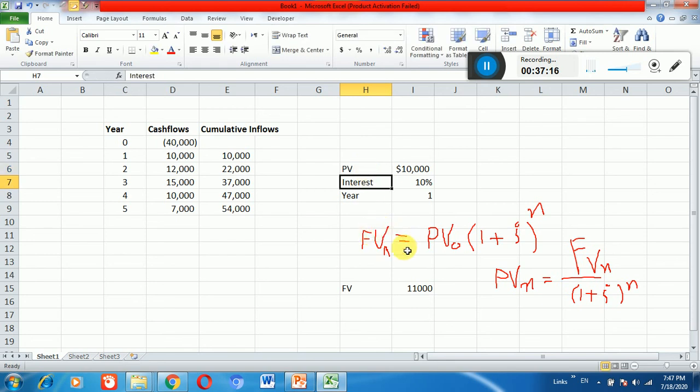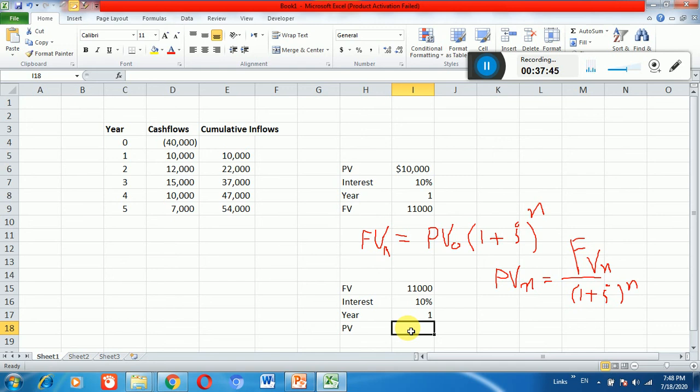So if the future value is given and the interest rate that is 10%, and after 1 year, okay, so how much is the present value? Right, this is what we need. Okay, present value, how much is the present value, and here we computed the future value. Okay, so the future value we found, that was 11,000.